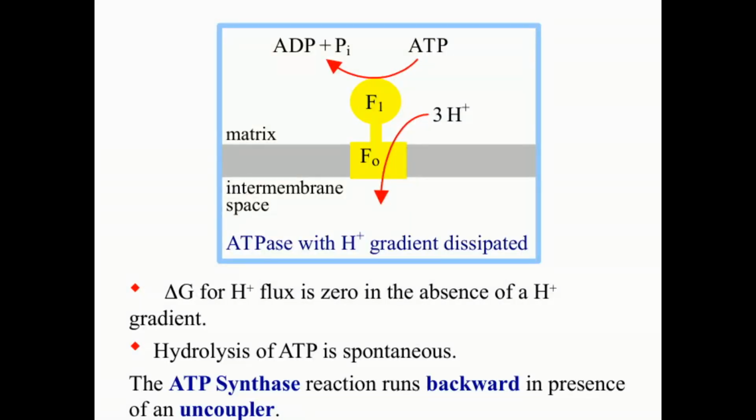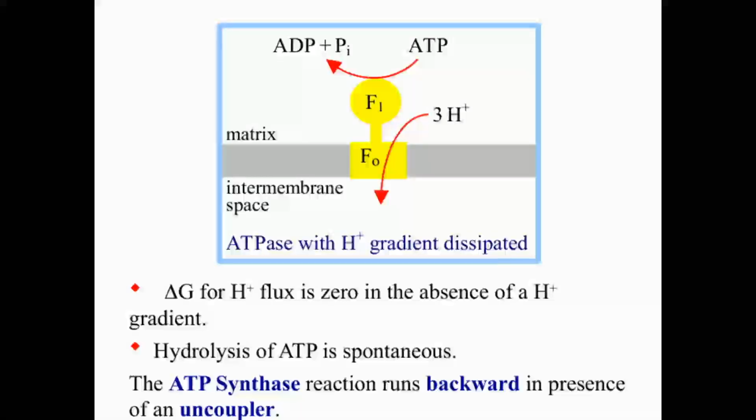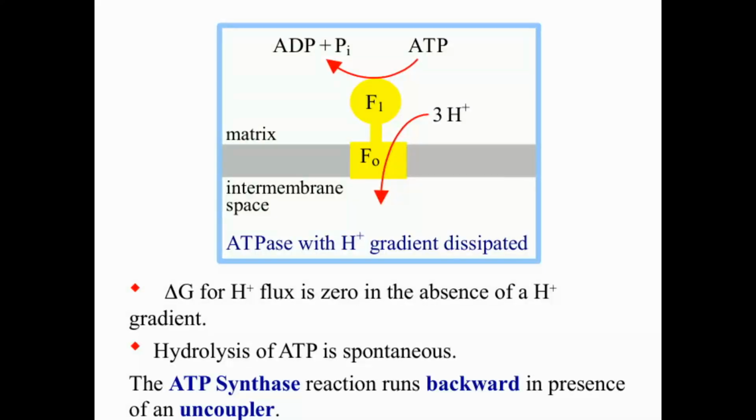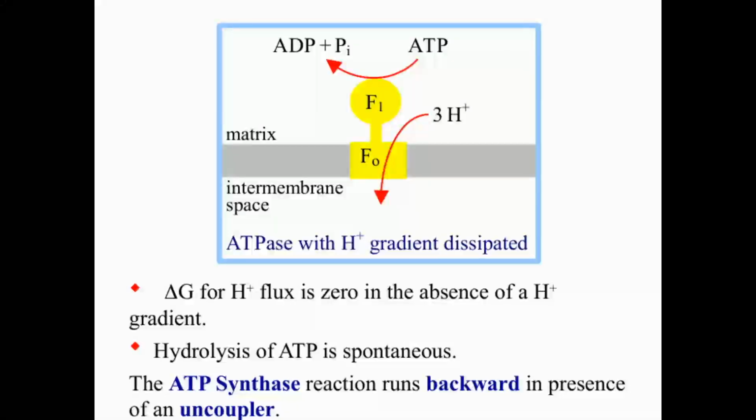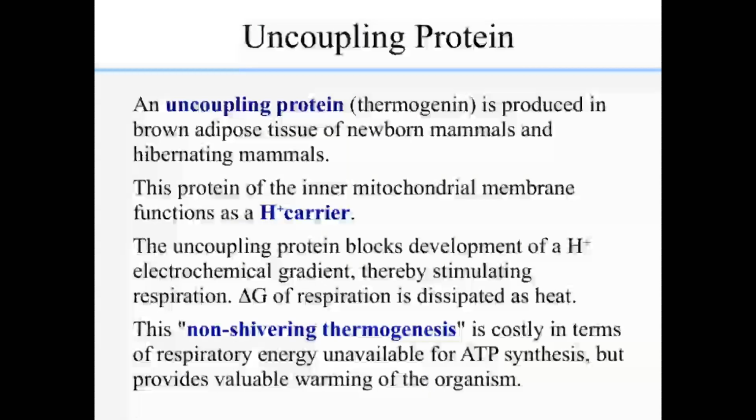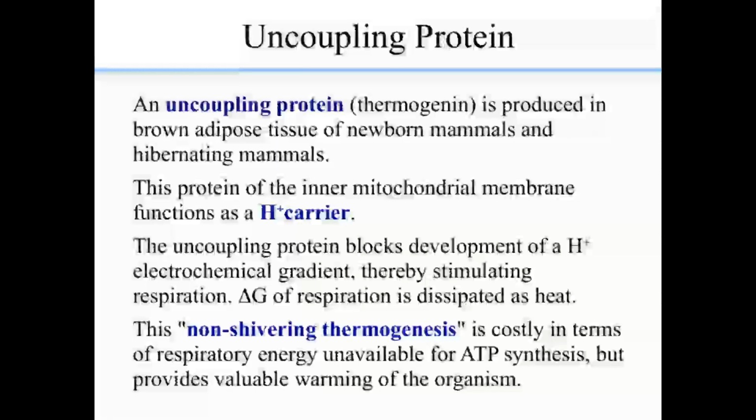Let's talk about uncoupling proteins, specifically thermogenin, which is produced in brown adipose tissue, especially in newborn mammals and those that hibernate. This protein is located in the inner mitochondrial membrane and acts as a hydrogen ion carrier. What makes it fascinating is that it essentially disrupts the usual process of creating a proton gradient across the mitochondrial membrane. Normally, this gradient drives ATP synthesis, but with uncoupling proteins active, the gradient is blocked. Instead of using the energy from respiration to produce ATP, the energy is dissipated as heat.